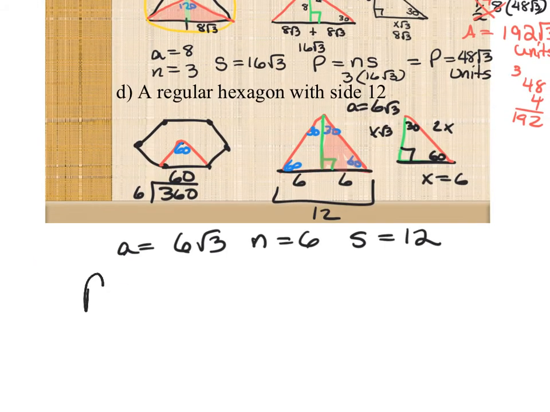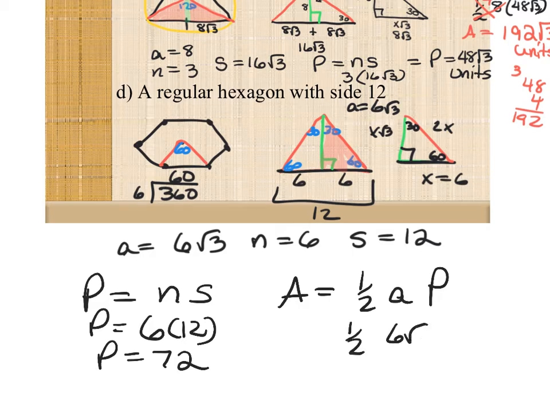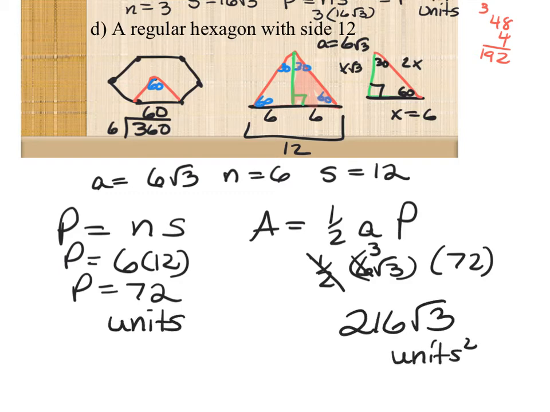All right, so now perimeter, number of sides times side length, 6 times 12, and my perimeter is 72. For the area, 1/2 apothem times perimeter, so 1/2 times 6 square root 3 times 72. I can simplify, make this a 3, and now 72 times 3 is 216 square root 3. These are units squared. Again, the perimeter is just units.